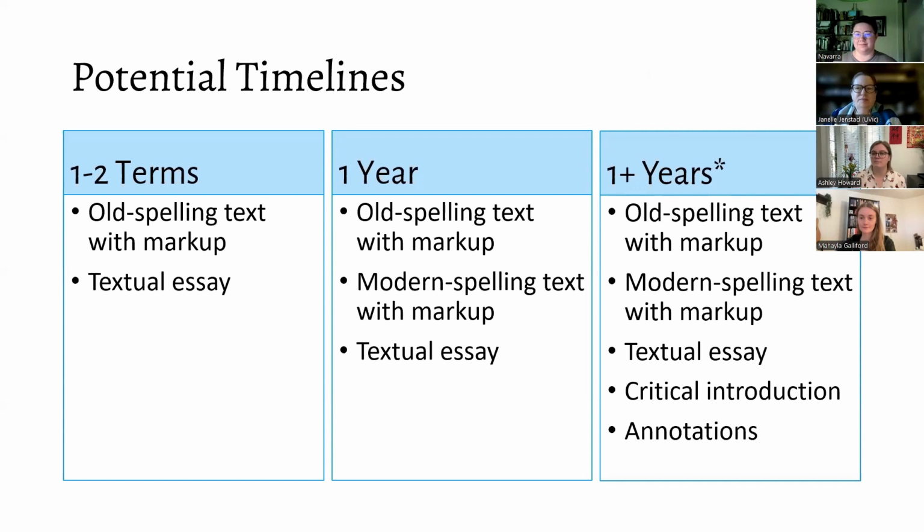It took me about 6 months to finish the transcription and encoding of my semi-diplomatic text while I was doing coursework. And that also will include the preliminary work of finding your text, researching the copies, the editions. That's all what I've lumped together in that first category there. So 1 or 2 terms is a good amount of time to complete those items and prepare your old spelling text. And your institution might require an essay to accompany this work.